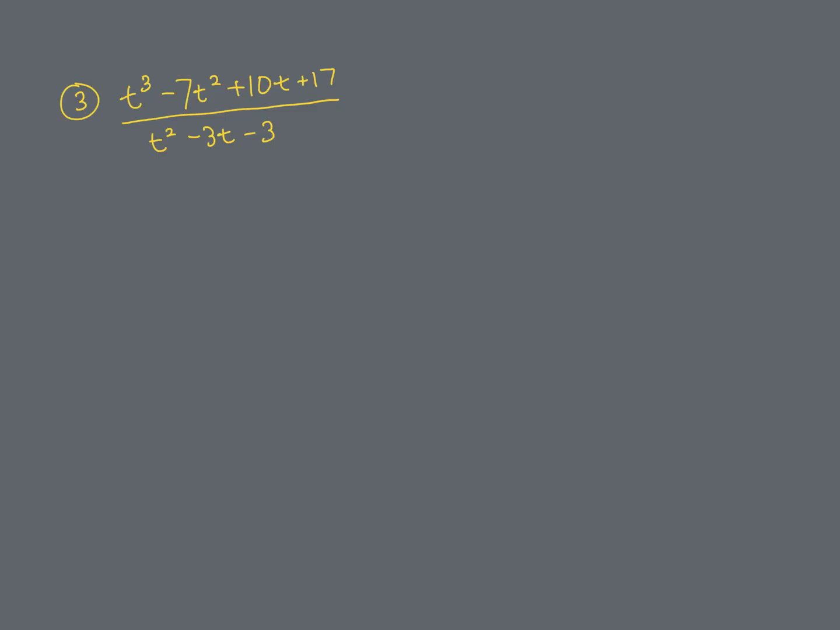Our third example, t to the third minus 7t squared plus 10t plus 17, all over t squared minus 3t minus 3. And I want to highlight the descending order thing. We got 3, 2, t to the first, and then basically t to the 0. On bottom, t squared minus 3t to the first, and then basically 3t to the 0. So on top, we go 3, 2, 1, 0. We've got everything there. So we won't need any placeholders on top. On bottom, we've got 2, 1, 0 for our exponent powers. So no need for a placeholder there either. Now I'm going to go ahead and erase some of this stuff.